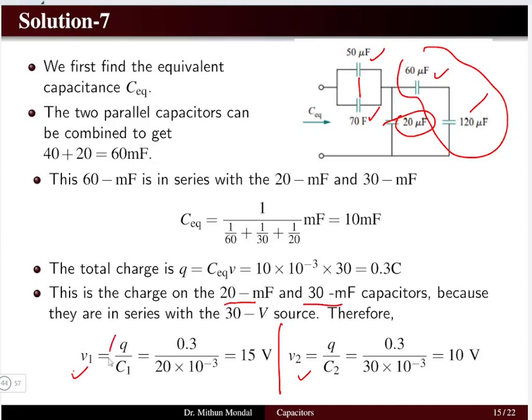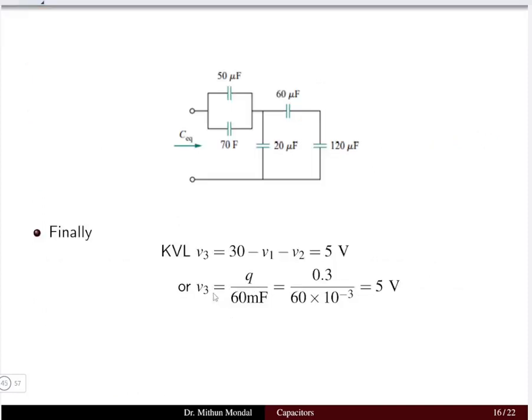We know that voltage is equal to charge divided by the total capacitance. Then we can determine the potential V1. Similarly, charge divided by the capacitance C2, we can determine the voltages V1 and V2. Once we have determined V1 and V2 across the series combination of the capacitors, we can finally determine the voltage V3 using Kirchhoff's voltage law.